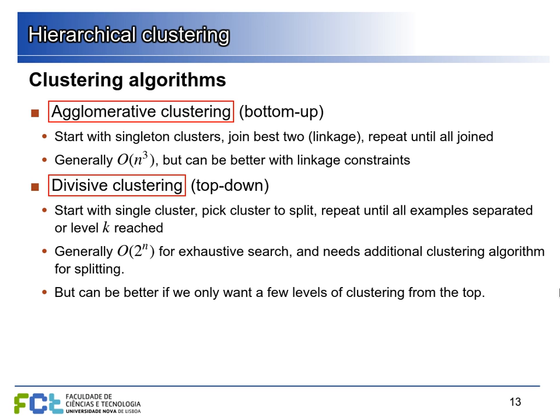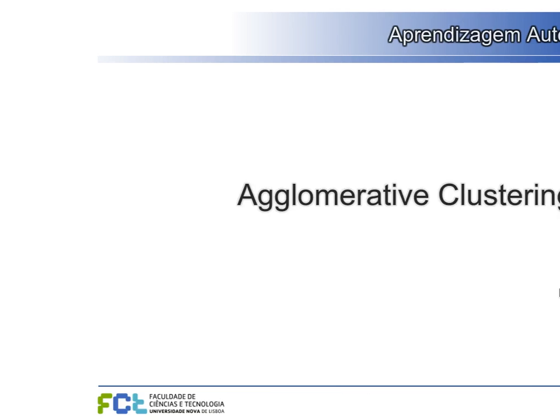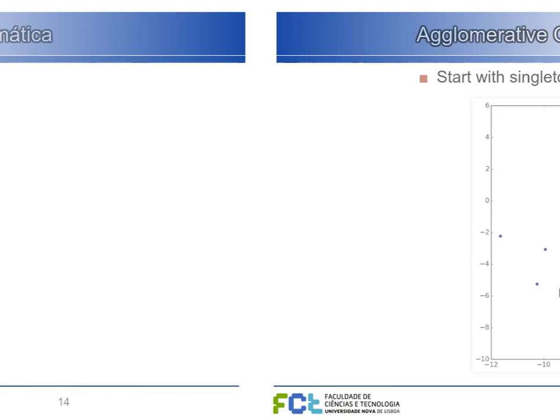Also, it can be better than agglomerative clustering if you only want a few clusters from the top, because if you do it bottom up, then you have to do all the computations until you reach a small number of clusters. If you do it from the top, you can do just a few steps if you don't want many clusters. So this will depend on the kind of application that you want.